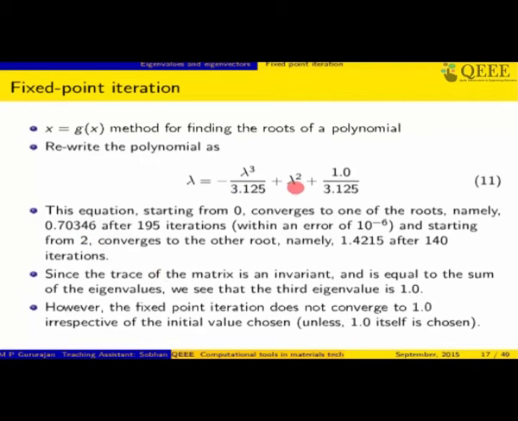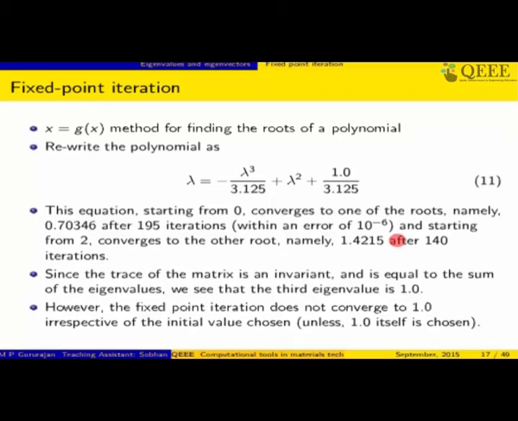If you start, for example, you can start with 2. That is 4. This is 8 by 3.125 with a minus sign, and then 1 by 3.125. So that will give you a new lambda, and you can go on and you reach 1.4215 after about 140.